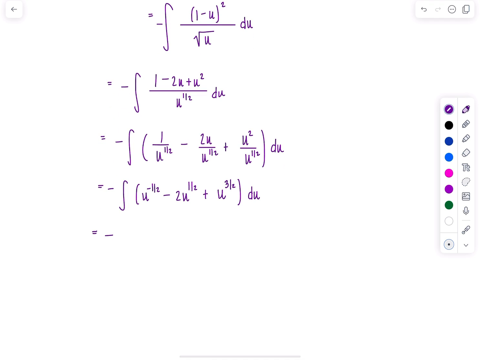So keep that negative out there, put like a bracket or parentheses. We add 1 to the exponent and then divide by the new exponent. So adding 1 to negative 1/2, we have positive 1/2 with a 2 in the front. Dividing by 1/2 is the same as multiplying by its reciprocal, which is 2. Minus 2, this is going to be u to the add 1, 3/2 times a 2/3 in the front, plus add 1 to 3/2, now we have u^(5/2) with a 2/5 in the front.